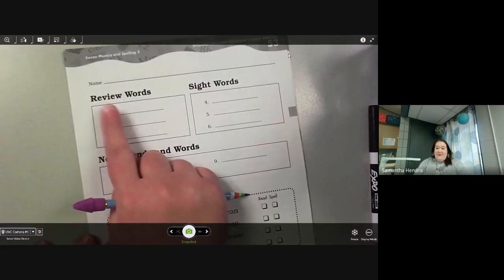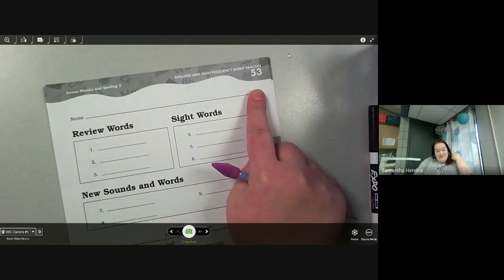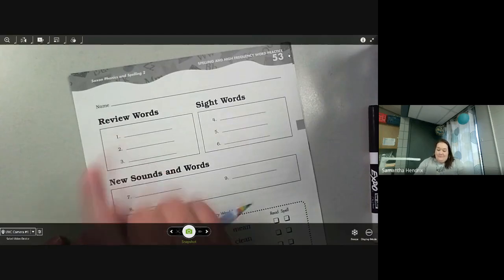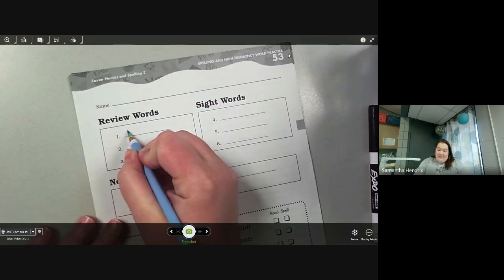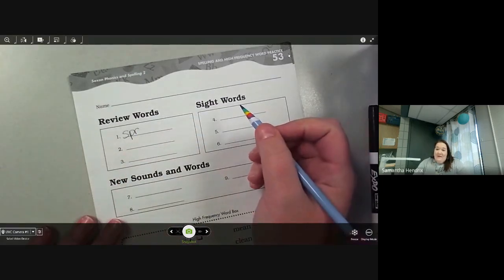Review. Let's do some review words. I'm on 53 on the front side. Put your finger next to number 1. Spell the word spring. Spr is a blend. Spr. And then ing.